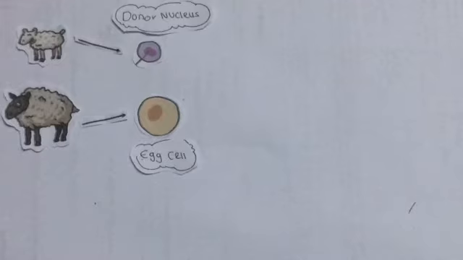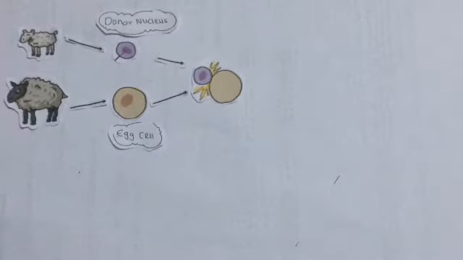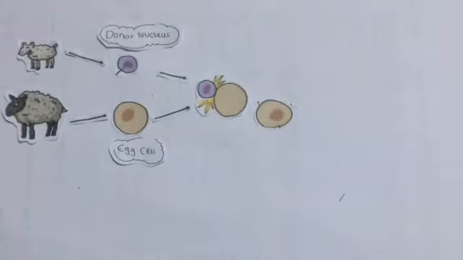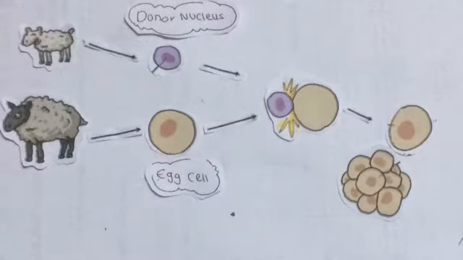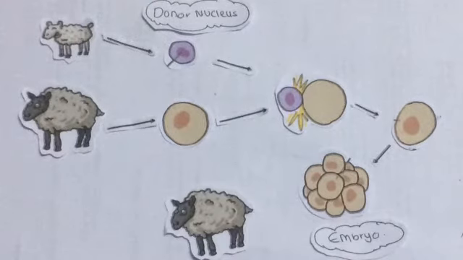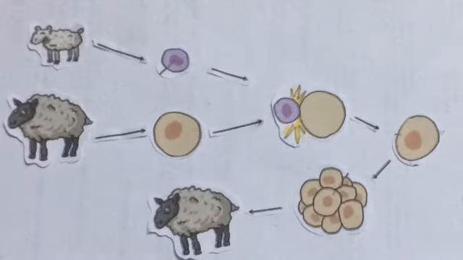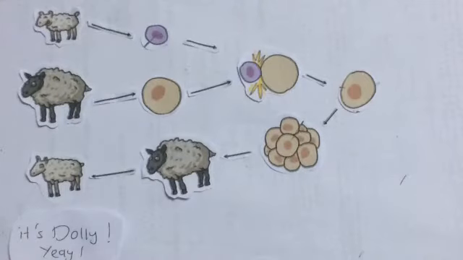Move to the next step, in which the two cells are fused together by using an electric shock. The fused cell begins dividing normally and produces an embryo. The embryo is placed in the uterus of a foster mother, and finally, the embryo develops normally into a lamb, and Dolly comes into the world. Yay!